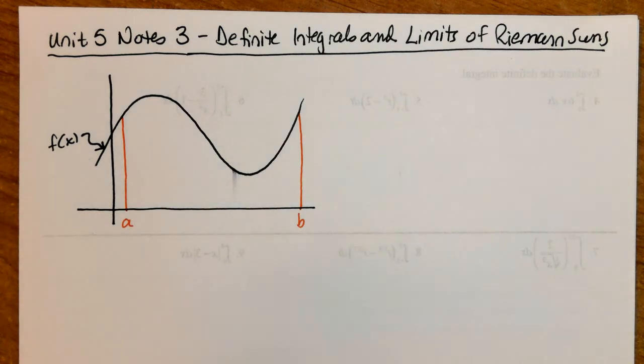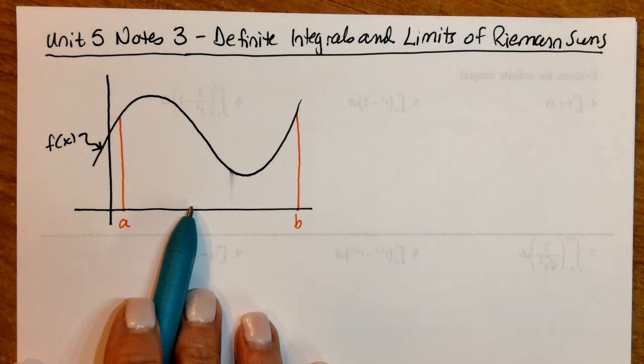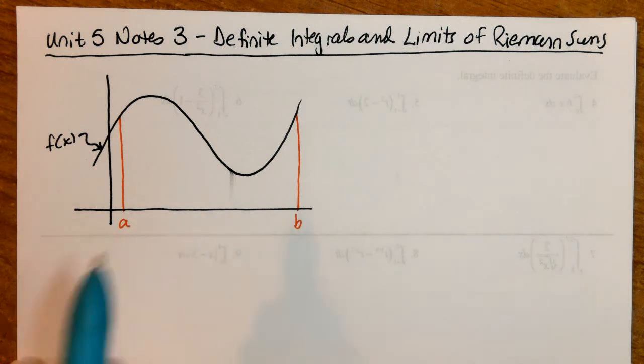This is Unit 5, Note 3. Today we're going to talk about definite integrals and limits of Riemann sums. So we're going to take our talk from yesterday on Riemann sums and just go a step further with it. This is very similar to the picture that we started with yesterday on Riemann sums. We're going to generalize things today.